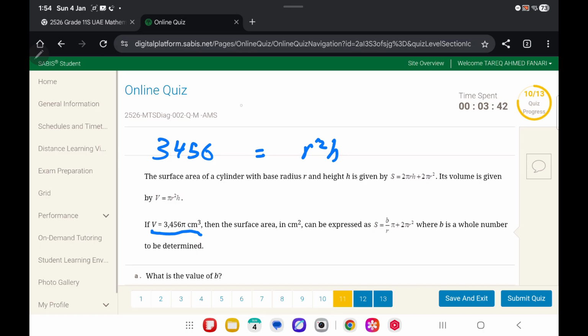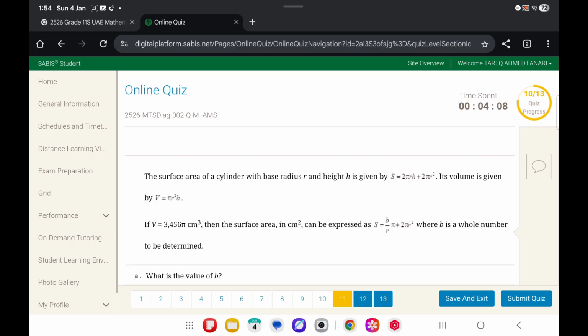So do you think it'll be easier later on, or actually right now, to express r in terms of h, where I'd have a square root because it's r squared, or h in terms of r, because h is already to the power of 1? Obviously h in terms of r. So h is 3456 over r squared. Okay, I will use this for later. Keep it in mind, so keep it to the side. 3456 over r squared.